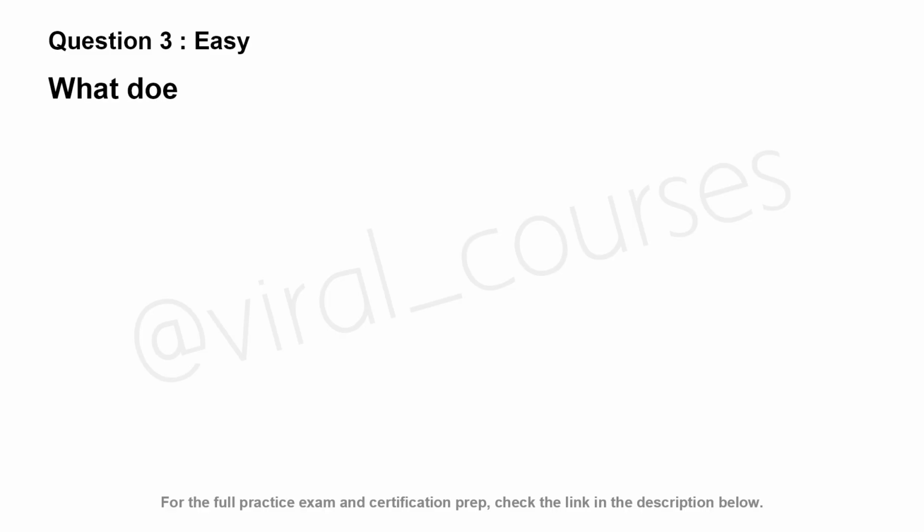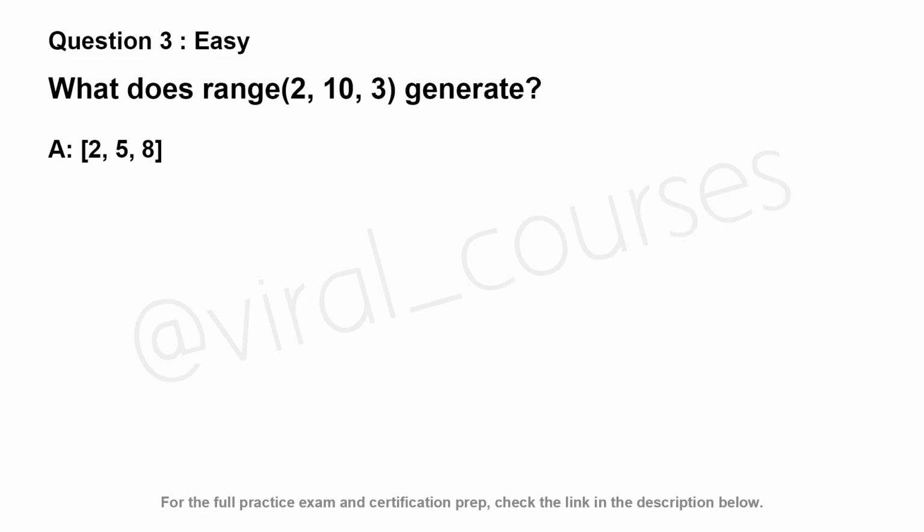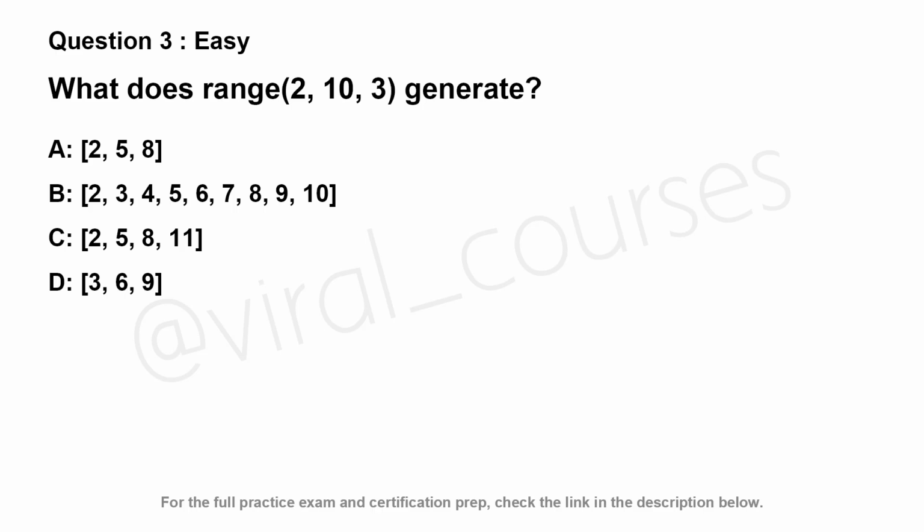What does range(2, 10, 3) generate? Option A. 2, 5, 8. Option B. 2, 3, 4, 5, 6, 7, 8, 9, 10. Option C. 2, 5, 8, 11. Option D. 3, 6, 9.